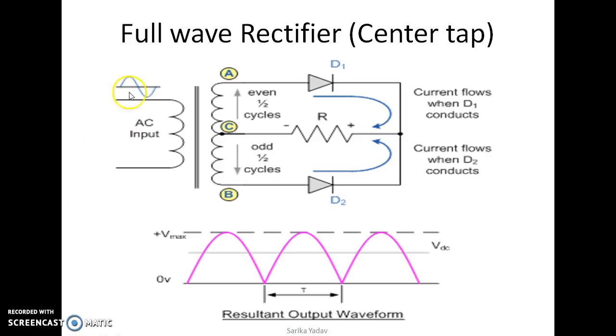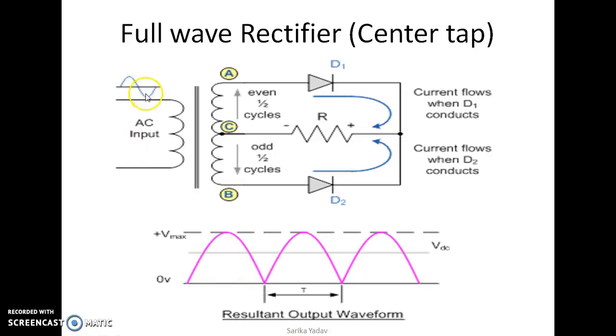During positive half cycle, terminal A is positive and B is negative, due to which diode D1 is forward bias and D2 is reverse bias. So current will flow through the load R due to diode D1, as forward bias diode acts as a closed switch. Hence during positive half cycle we are getting the output just because of diode D1.